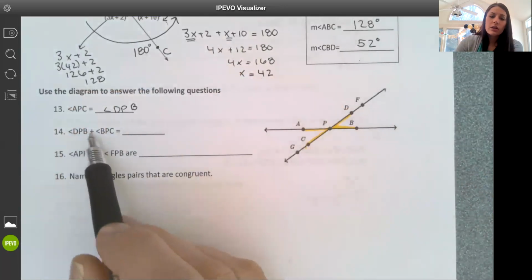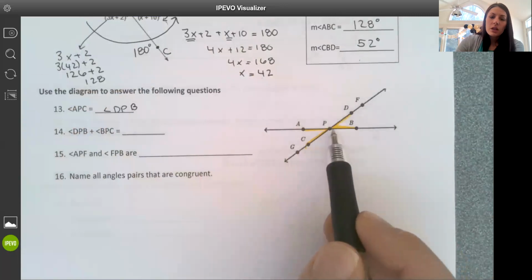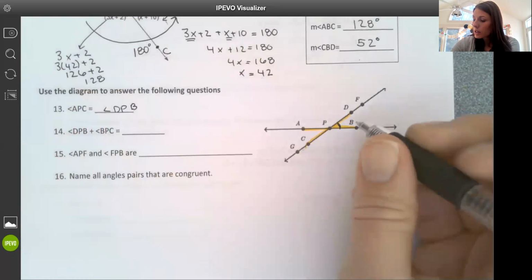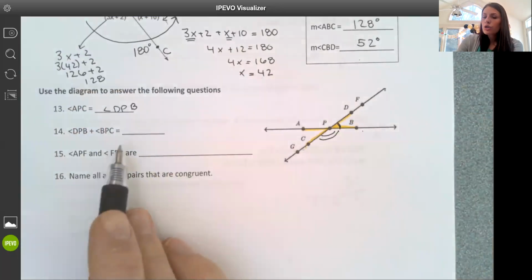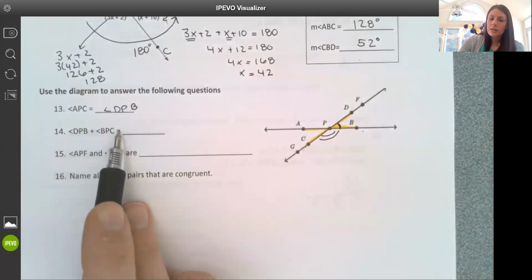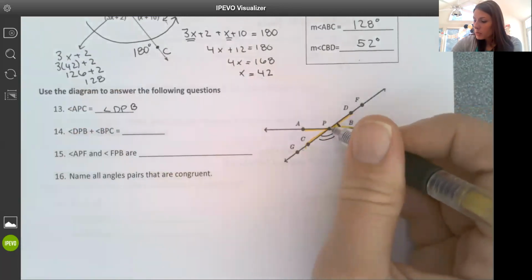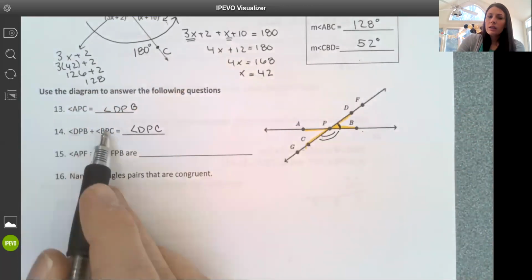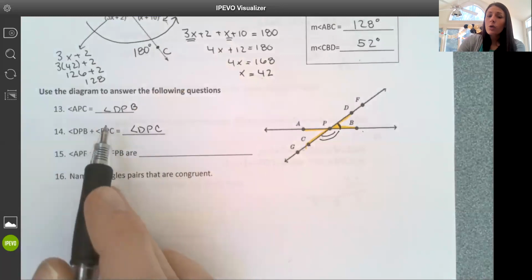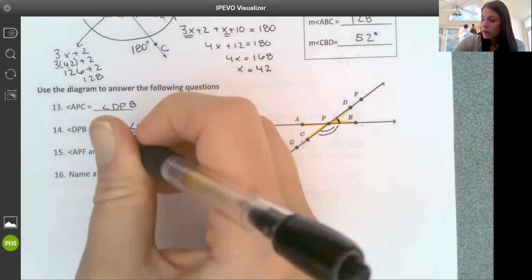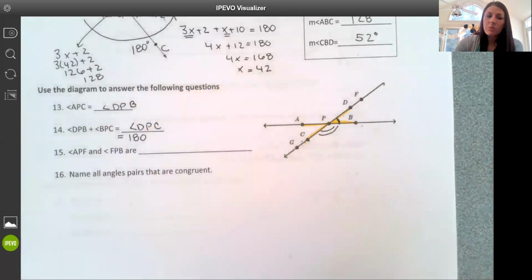And this is using angle addition. DPB, which is here, plus BPC, which is here, there are two possible things I would accept here. One is that this angle plus this angle gives me angle DPC. That adding these two parts give me this larger angle. Or you can see that this angle plus this angle gives me a straight line. So the other answer I would accept there is saying that they equal 180. Because they give me a straight line.